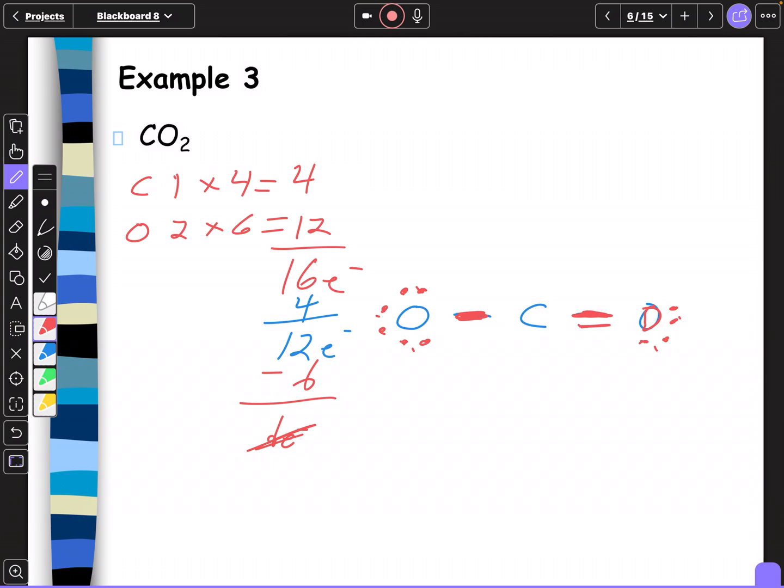Alright, so now check again my structure. This oxygen on the right has 2, 4. Those 2 lines stand for 4 electrons total, so that's got 8 electrons around it. The other oxygen still has 6 around it. The carbon now only has 2 here, 2 right here, 2 right here, for a total of 6.